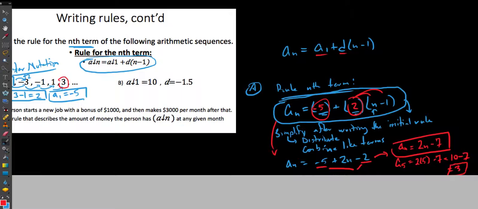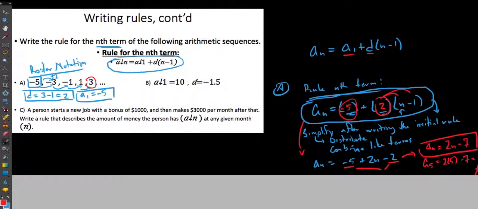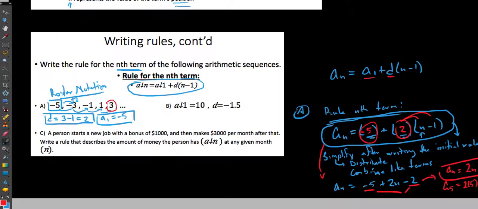So pretty cool. If you are given the terms in roster notation, we just want to identify what's your first term and what's it changing by every time. Now, letter B here, let's take a look at this one. This should say a sub 1 equals 10 and d equals -1.5.